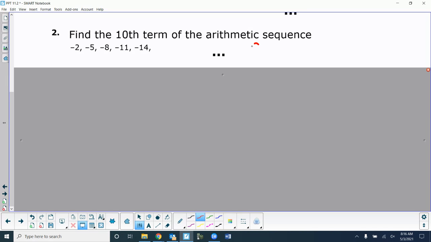Again, here's the formula. Nth term equals the first term plus n minus 1 times b.